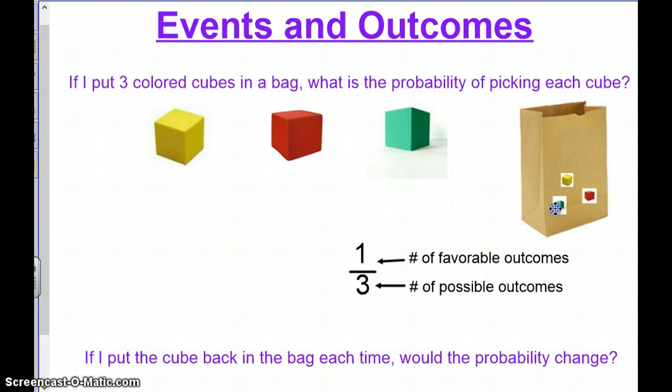There are still 3 cubes in the bag, and the chance of me drawing out a green cube is still 1 out of 3. Okay, the chance of me drawing out yellow is 1 out of 3. The chance or the probability of me drawing red is 1 out of 3. So if I put my cube back into the bag every time, my probability would not change. The probability for drawing yellow, red, and green each is 1 out of 3.